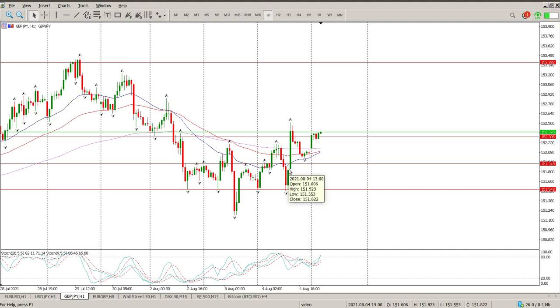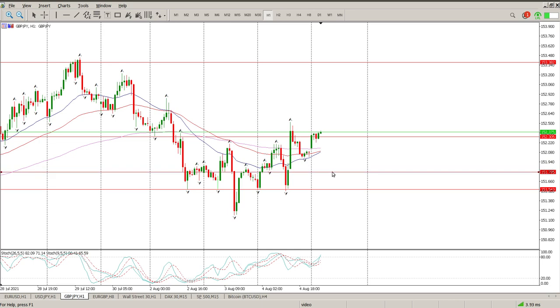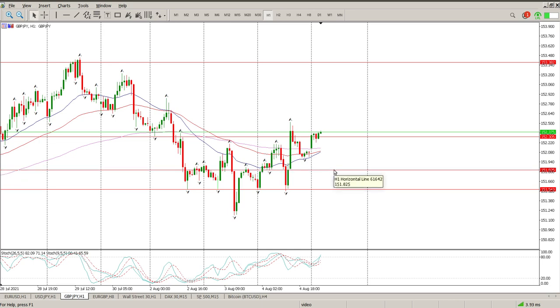So we've got a gap down here, close 151,822, and then we've got an opening gap here as well at 152,084. So 2 gaps here. I would expect them to close before I want to be looking to trade this. So this is sideways at the moment. Pull back down to this area here, 151.825, would potentially get me long.